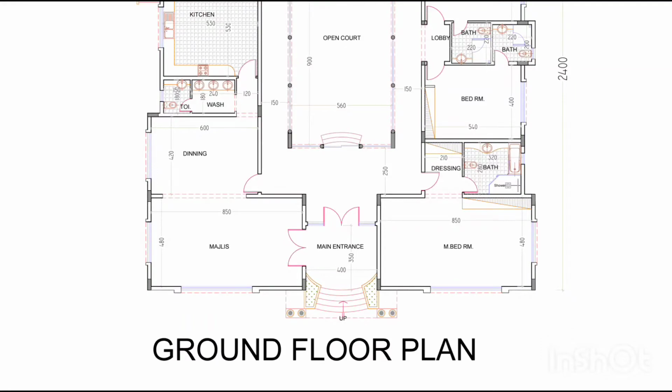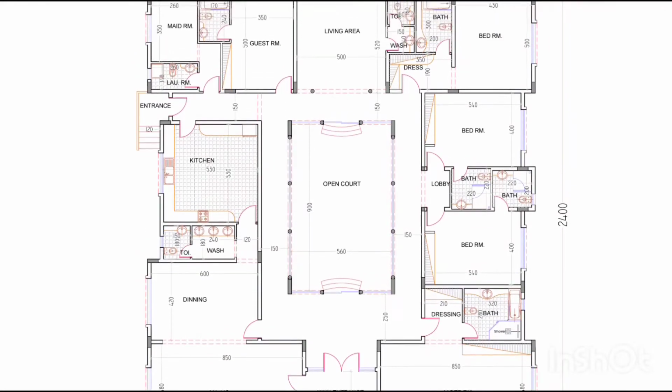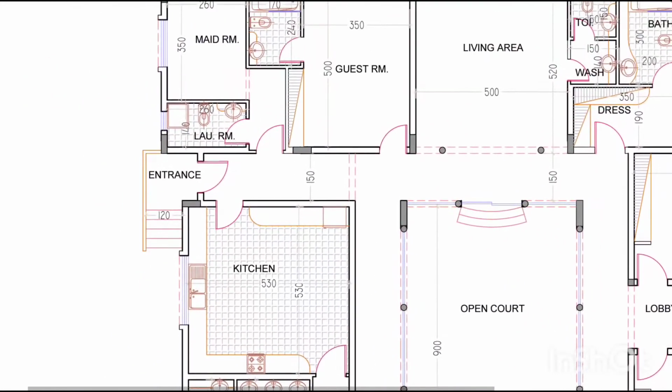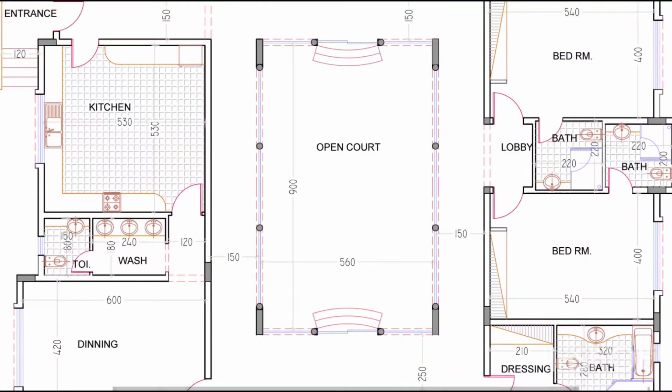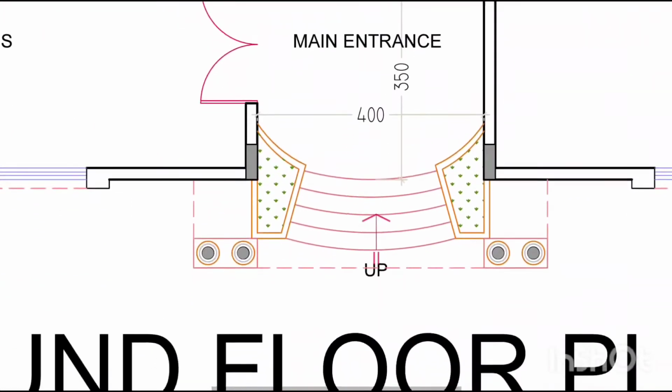We will see this wonderful ground floor plan only. In this ground floor plan we have four bedrooms, one guest room, a living room, a maid room, and dining. So we will see this one by one. This is the courtyard. So this is a wonderful ground floor plan. We will start from here.